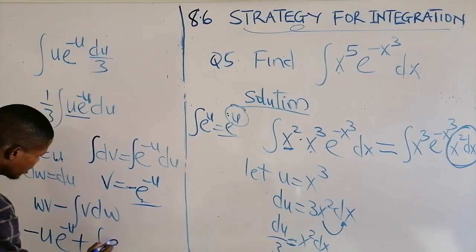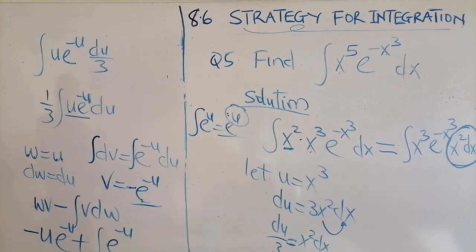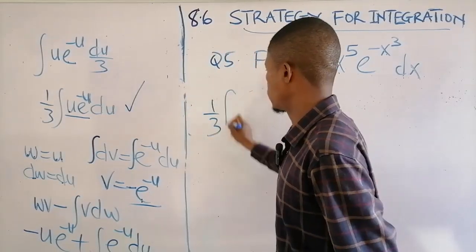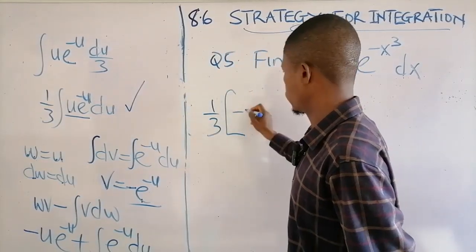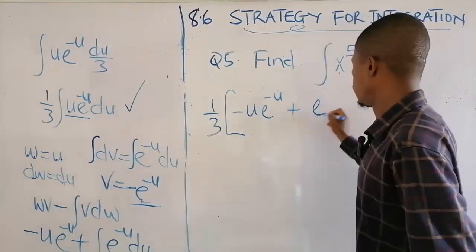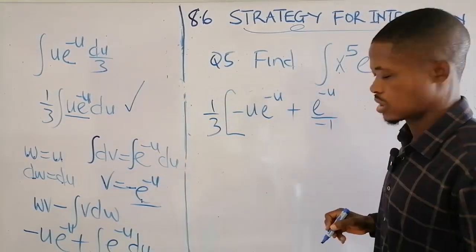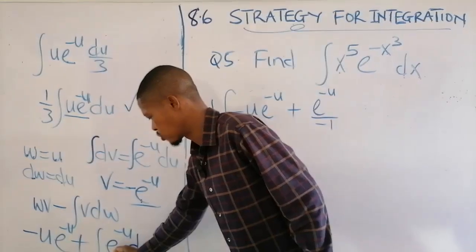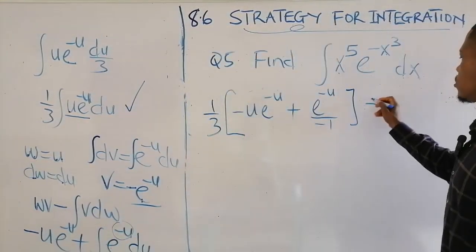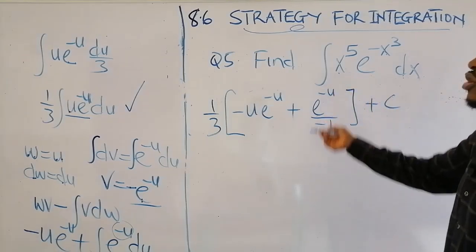This minus can go outside. That becomes plus. Then this function times the dW. The dW is equal to the dU. So we now have from here 1 over 3, open your brackets. Then we have minus this, then plus integral of this function, which will give us the function over minus 1. You have to divide that function, your answer, by the derivative of the power, plus C. So we can begin to return the U back.